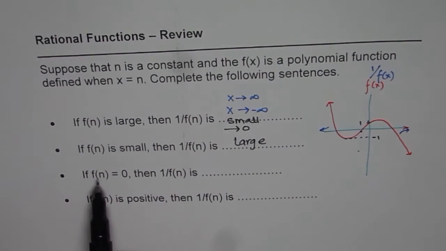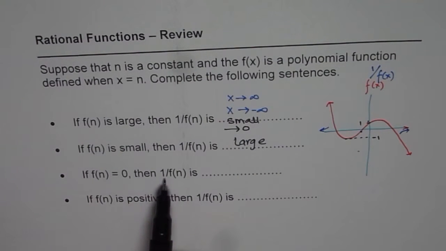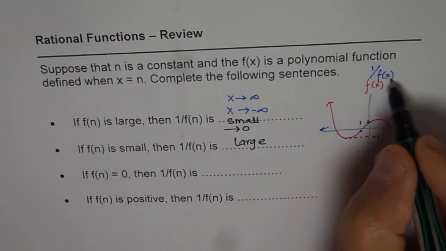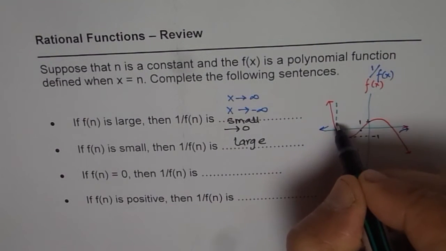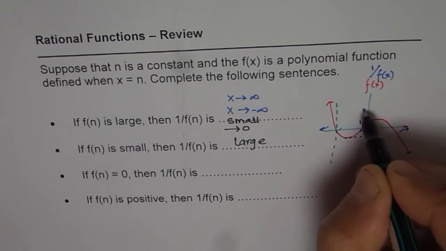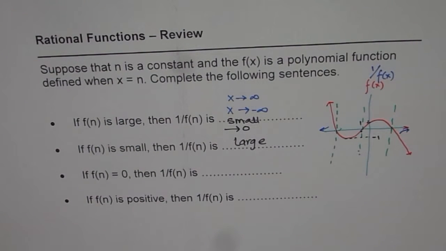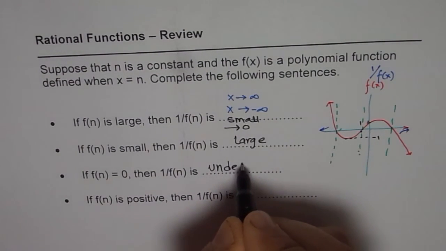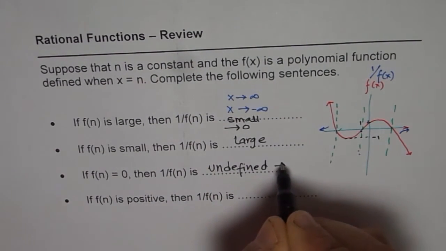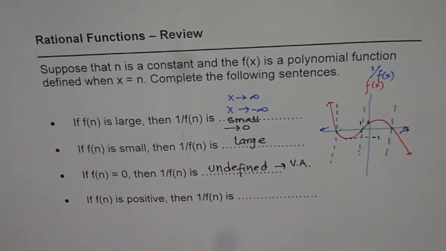Next part is, if f of n is 0, then 1 over f of n is what? As you can see, if f of n is 0, that is the x-intercept, then 1 over f will be 1 over 0, which is not defined. So we'll have a vertical asymptote at those points. Do you see that? So we can answer this question. If f of n is 0, then 1 over f of n is undefined. It leads to vertical asymptotes, correct?